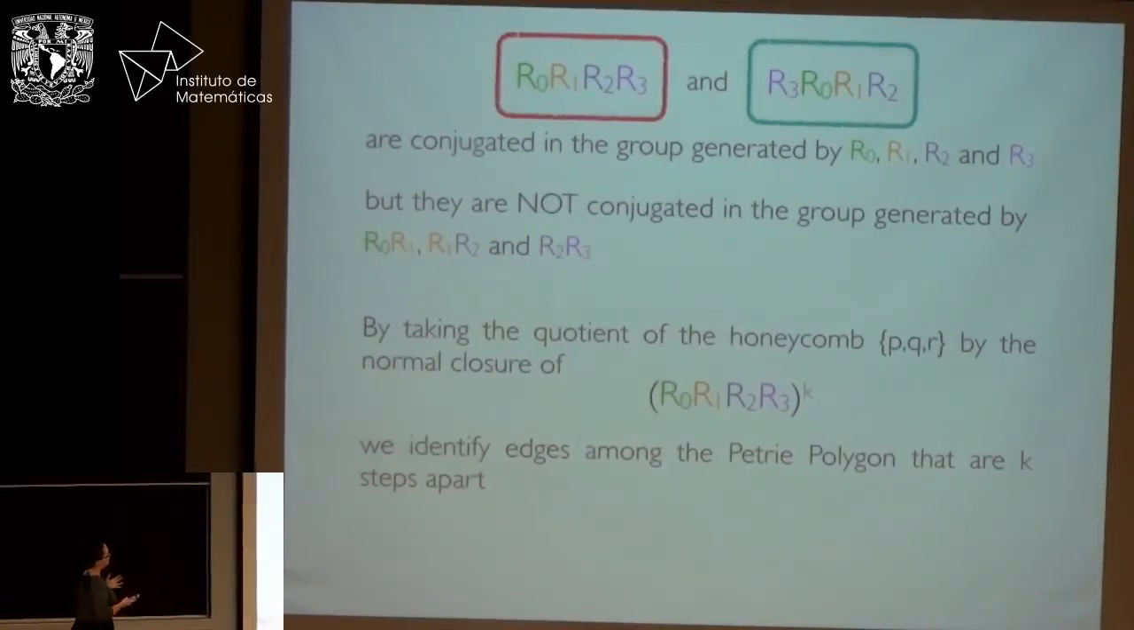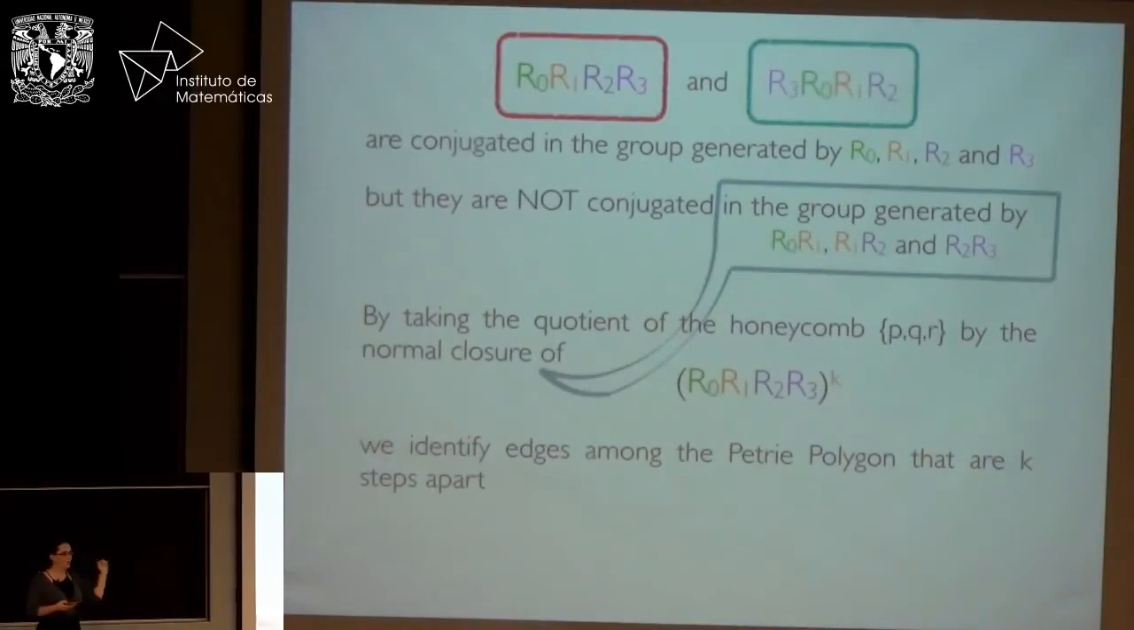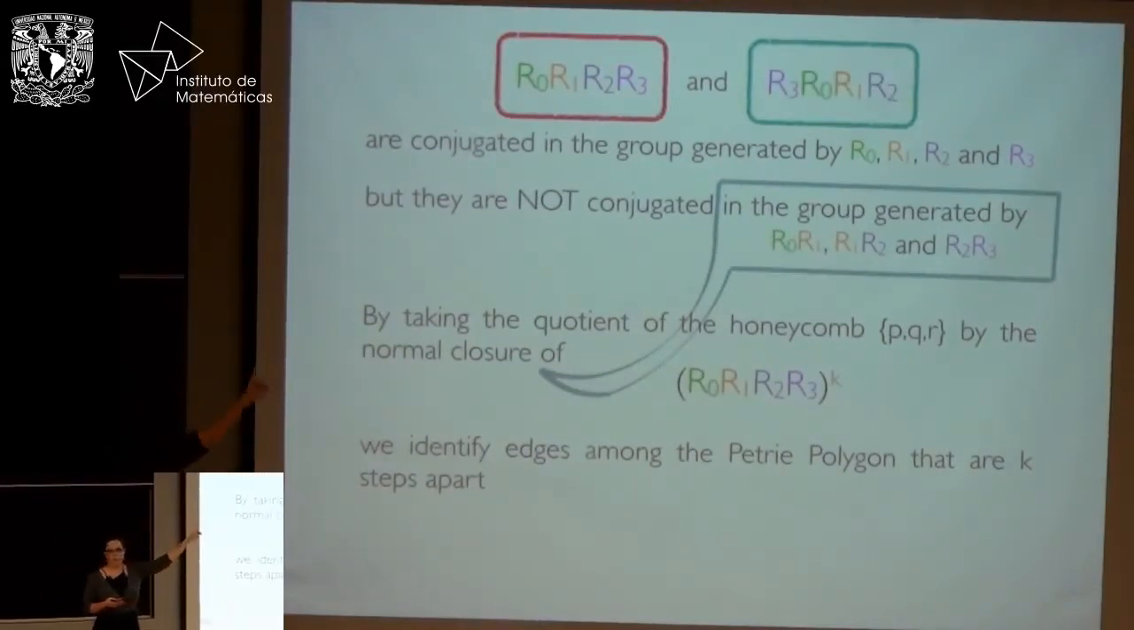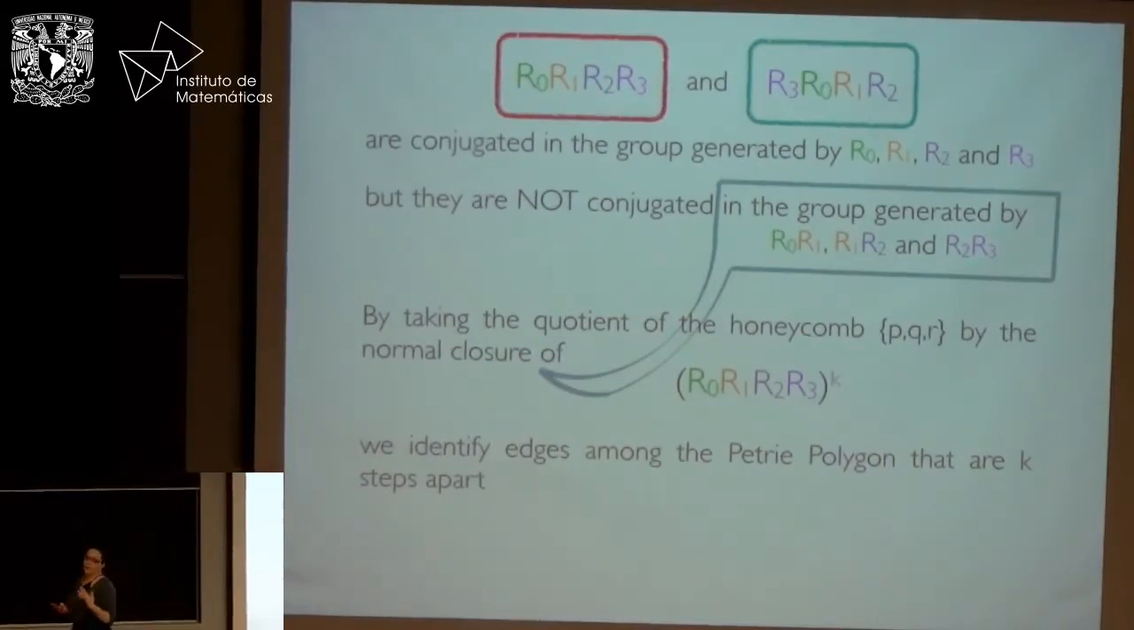So what I'm going to do, instead of taking the normal closure in the entire group, I'm going to take the normal closure of that element, but in the group generated by the rotations, so in the rotational subgroup. And then I do have some hope.